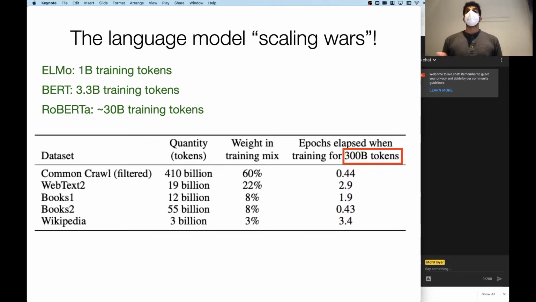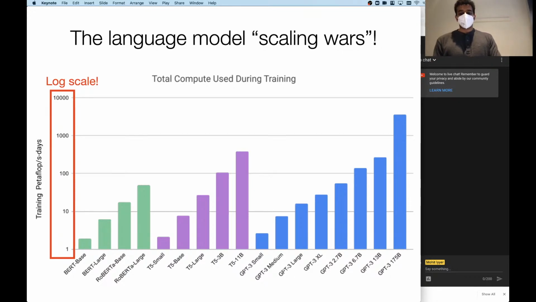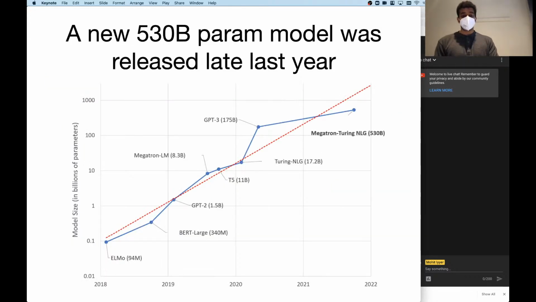The same thing has happened on the data side. We went from about 1 billion training tokens back in 2018 to 300 billion tokens for GPT-3. This is a really, really large amount of data. It's hard to even fathom what kinds of things the model is learning from this kind of huge scale data. This is a curve showing the amount of compute used to train these models. This is on a log scale. Note that all of these models have come out in the last 3-ish years. There's been a huge advance in training hardware and optimization and so on to allow for this.